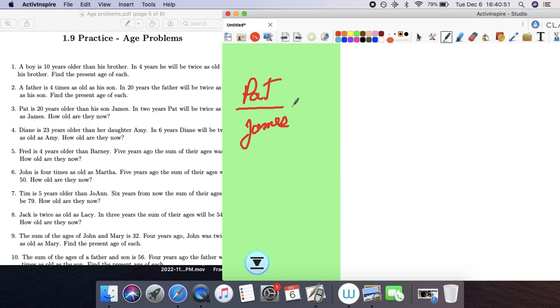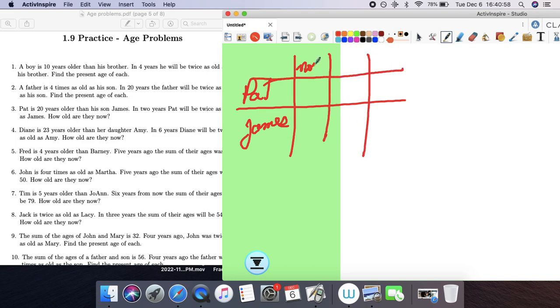And let's express their ages accordingly. So my first column is called the now column, right? So let's figure out how old they are currently. And it says Pat's 20 years older than his son James. So we have information about Pat, but we don't have any information about James. So James becomes my X because I don't know anything about him.